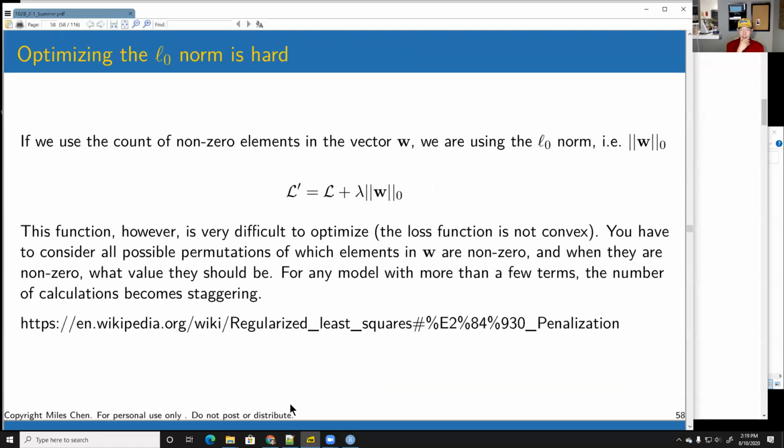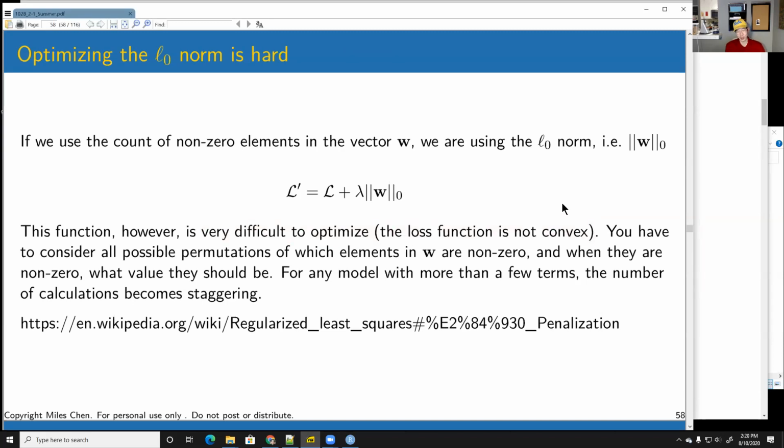All right, one problem with this though is that trying to count the non-zero elements is very, very difficult to optimize, okay? The loss function is not convex, and you have to consider all possible permutations of which elements in W are non-zero. If you have 10 terms, there's 2 to the 10, 1024 different combinations of which ones are zero and non-zero. And it gets complex very fast. Not only do you have to consider all 1024 combinations, but you also have to find the values of W themselves. So optimizing this is very, very, very challenging, okay?